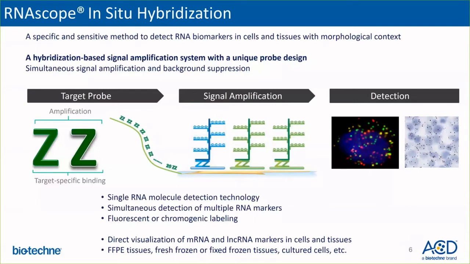RNAscope is compatible with a wide range of sample types such as FFPE, fixed frozen, as well as fresh frozen. RNAscope can be used to detect multiple mRNA targets using one tissue section.